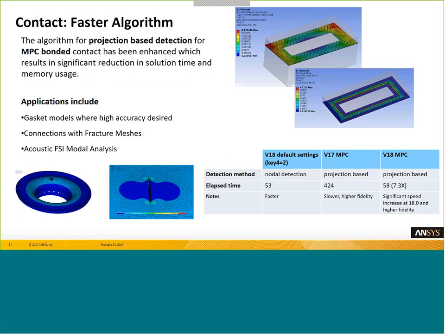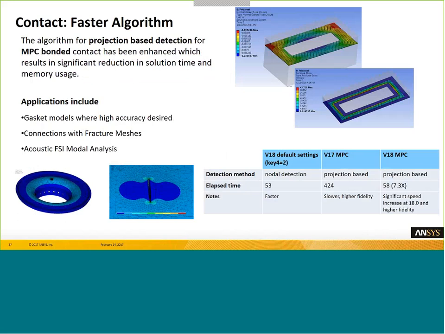For MPC, there are two ways of calculating the contact detection. One is projection-based. It's much more accurate, but it's slower. The other one is nodal detection, which is faster. If we compare 18 nodal detection with 17 MPC detection, you'll see that it's about 8 times faster to use nodal detection than MPC. Again, this is fine, and it will give you a quicker solution, but it won't give you the accuracy.